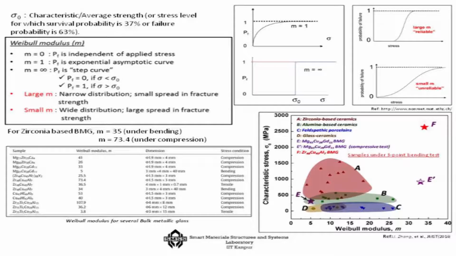Here, as you can see, as the Weibull modulus is increasing, these points are coming, F or E prime, etc. These are like bulk metallic glasses. Then, somewhere around ABCs, you can see these are zirconia based ceramics, alumina based ceramics, or feldspathic porcelains. And when you talk about usual glass ceramics, you are somewhere with a very low Weibull modulus. That is how the Weibull modulus varies for various ceramic materials.